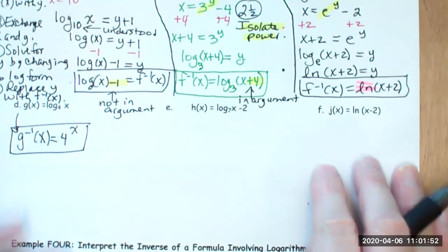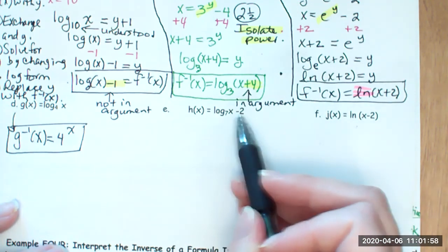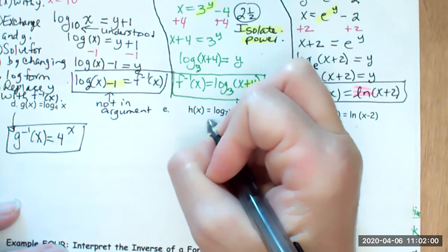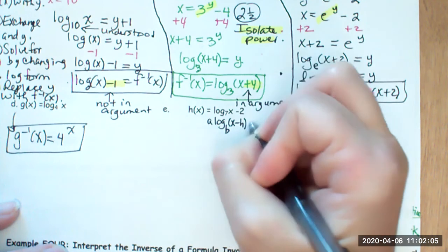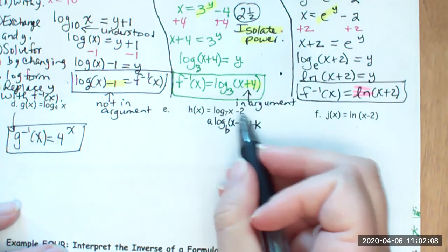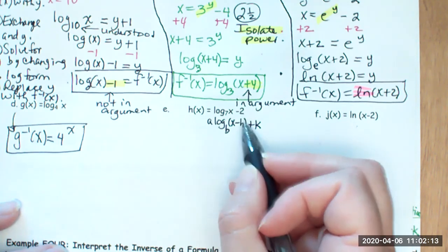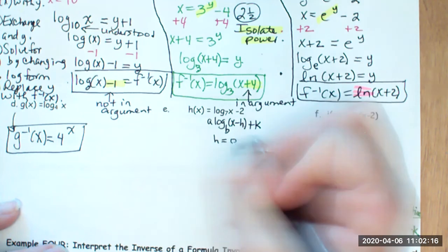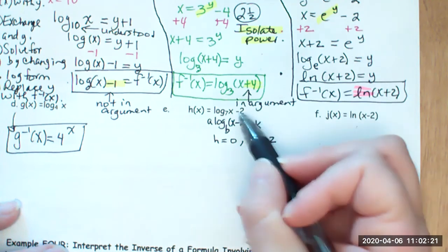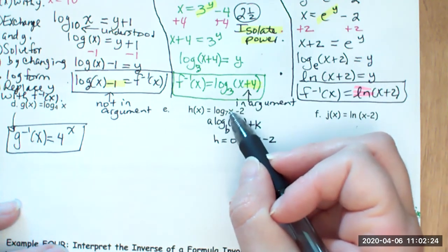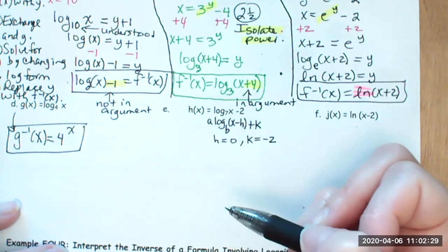I want you to compare E to F. Notice in E, we have no parentheses. So what you have here is a times log base b of x minus h plus k. That -2 is not in parentheses here. So the key to keep in mind here is that h is equal to 0 and k is equal to -2. And so that -2 is not within the argument. So we have to isolate the log before we can change to exponential form.